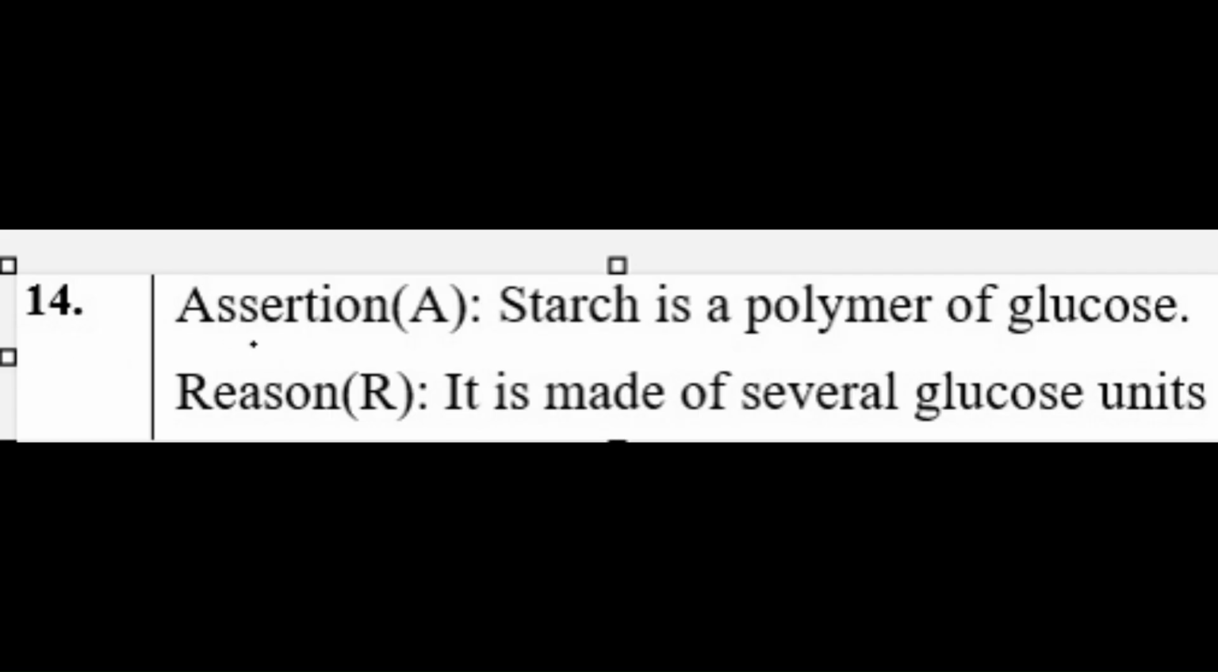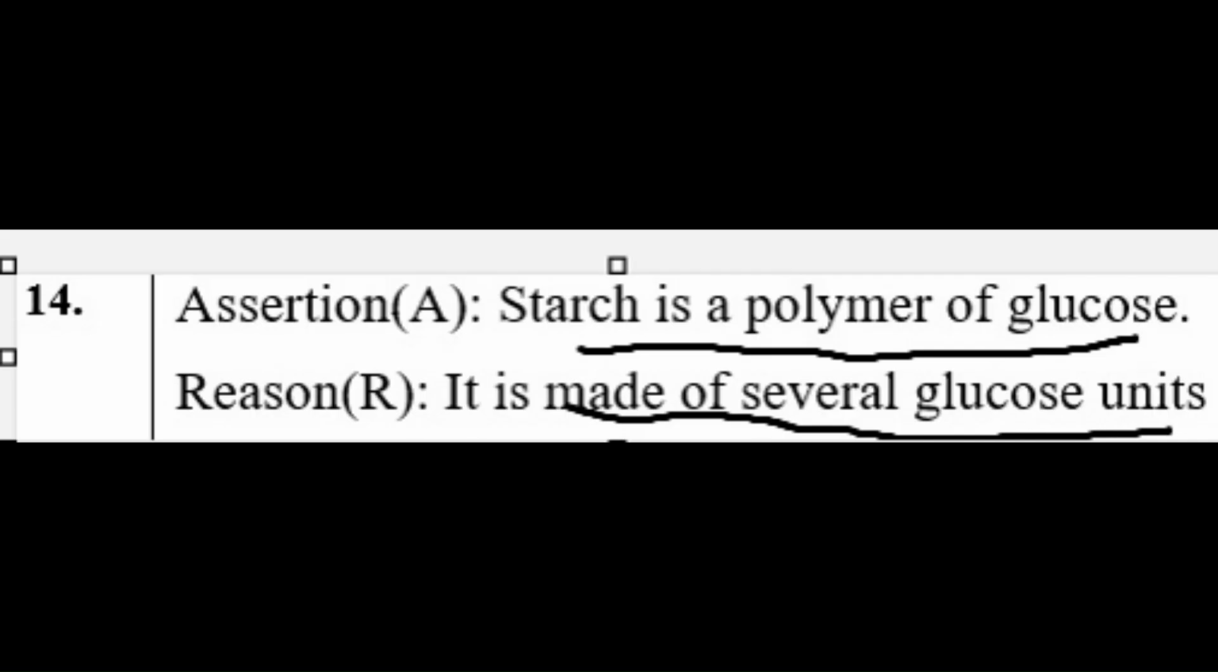Question number 14. Assertion is starch is a polymer of glucose. Reason, it is made of several glucose units. Here assertion is also true. Reason is also the correct explanation of assertion. So here the answer would be A.